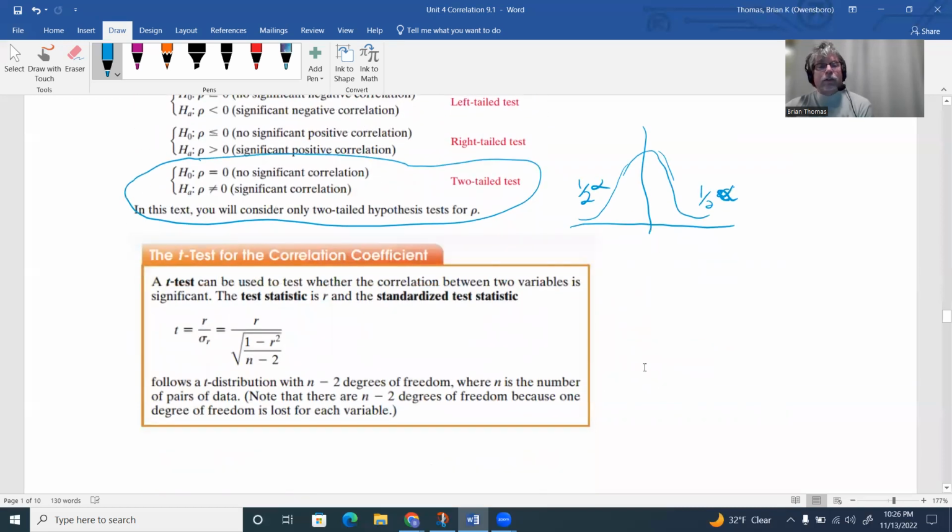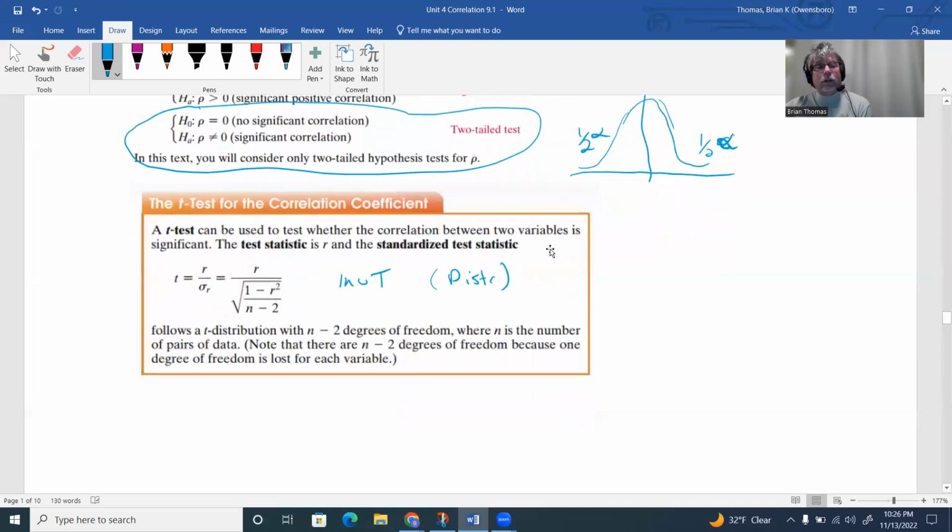So again, to find this t statistic, we have this formula here that we can use. Or again, on your calculator, we're just going to use inverse t. I believe we can find that under the distribution area of our calculator. So we're going to do that instead.